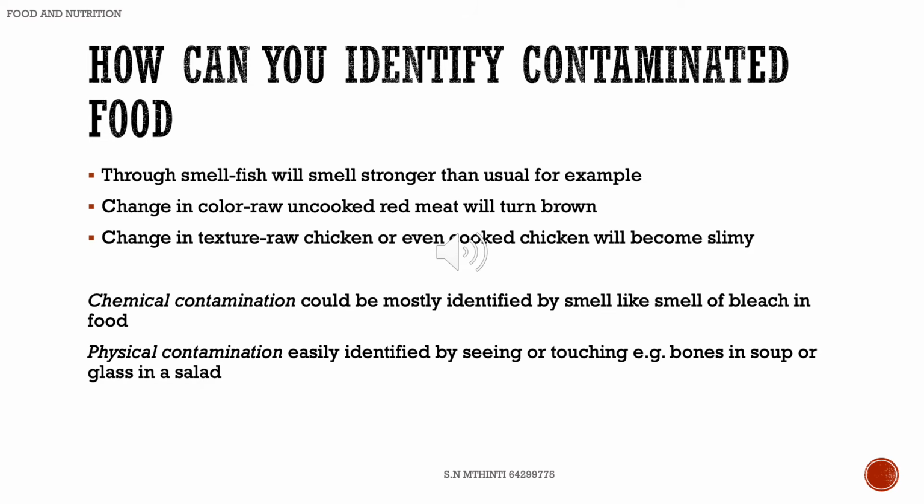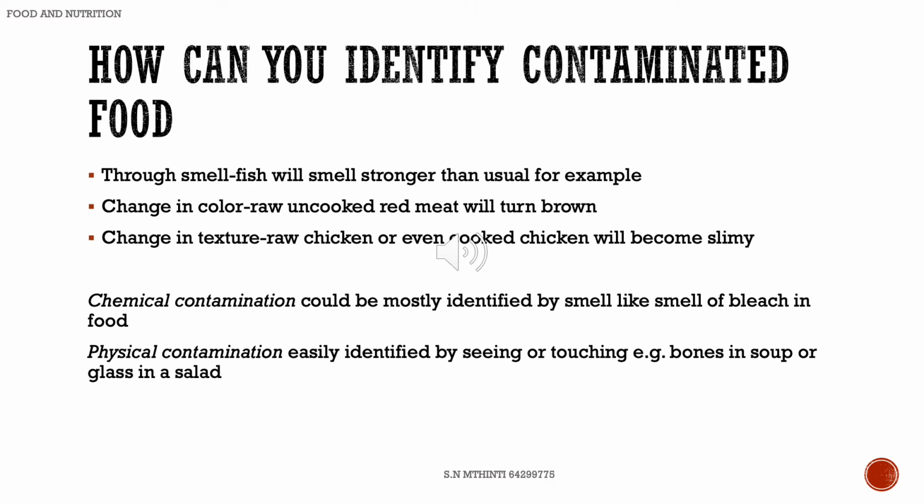How can you identify contaminated food? Contaminated food can be identified in 3 different ways, which is through smell. For example, fish will smell stronger than usual when it has been contaminated. Change in color. For example, raw uncooked red meat will turn brown. And lastly, change in texture. Raw chicken or even cooked chicken will become slimy when you touch it.